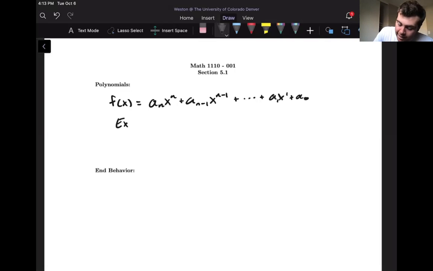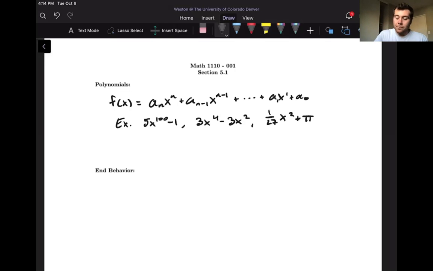So some examples, like 5x to the 100 minus 1, 3x to the fourth minus 3x squared, 1 over 27 x squared plus pi are all examples of polynomials. Also, f of x equals 2 and f of x equals 0 are polynomials.